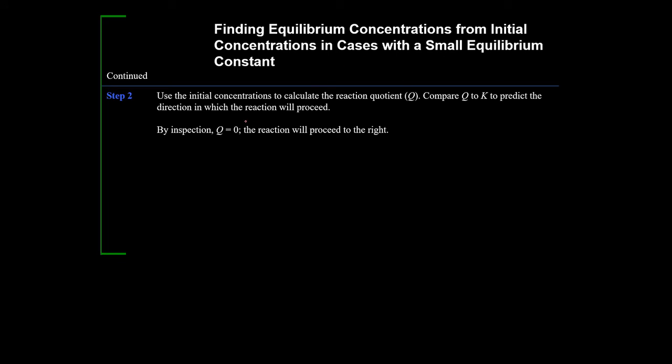Here, they kind of skip past figuring out which direction the reaction is going in. It says by inspection, Q is equal to 0, so therefore the reaction will proceed to the right. By inspection is the sciencey way of saying, obviously, the reaction is going to go to the right. When someone in the scientific realm says by inspection, they're essentially saying you don't even need to do the math. You can just look at it and tell what's going to happen.